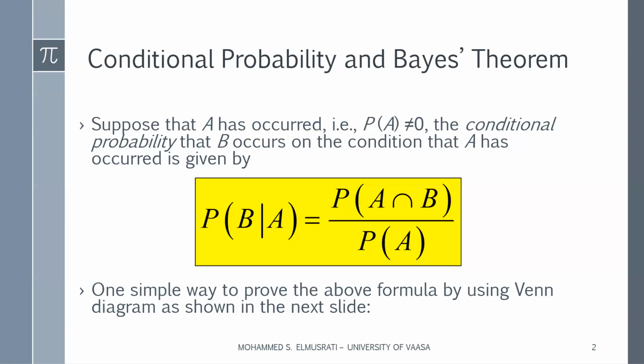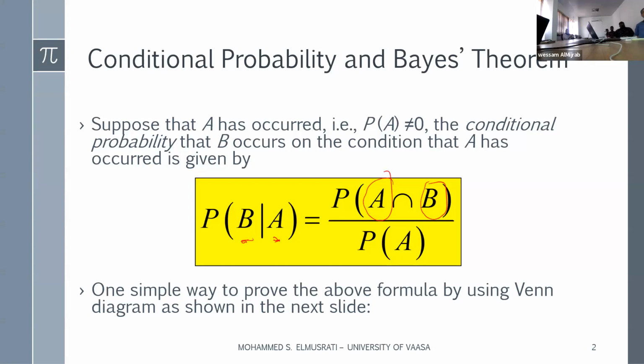It says that the probability, I will just put it again, the probability of event B given that event A has occurred. So what is the probability of event B if we have another event, we name it A, that has already occurred? This probability is equal to the probability of A and B divided by the probability of A. So this is the way that we can compute it.